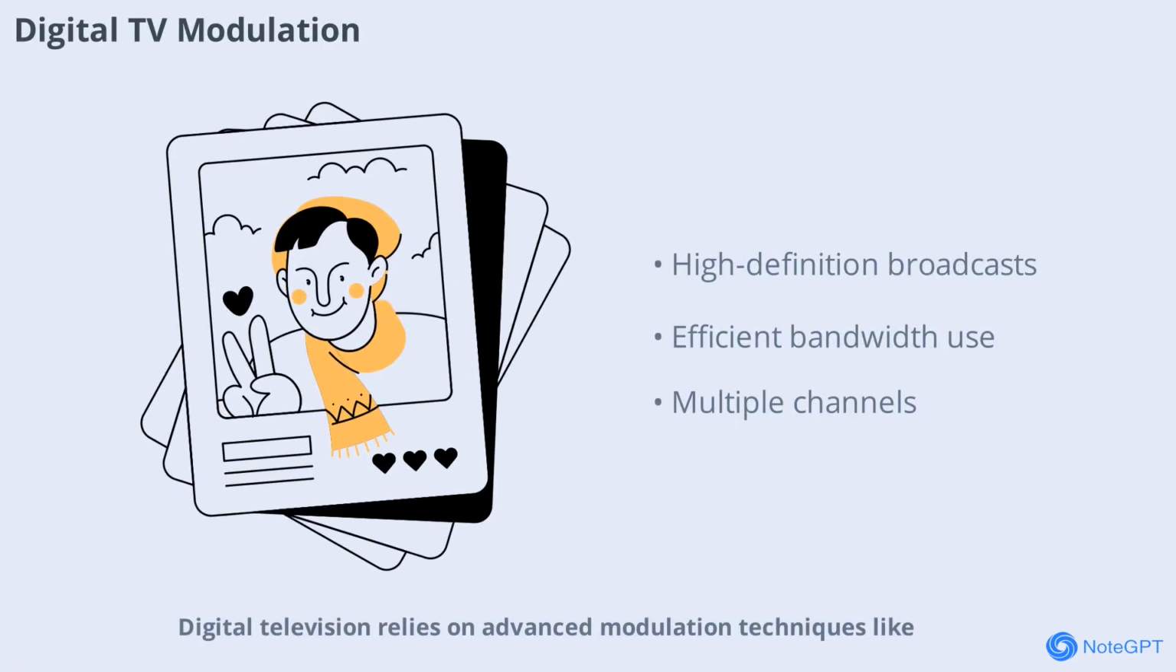Digital television relies on advanced modulation techniques like QAM and OFDM to deliver high-definition video and audio. These methods allow for efficient use of bandwidth and support multiple channels within the same frequency range. Modulation ensures that viewers receive clear, high-quality broadcasts.